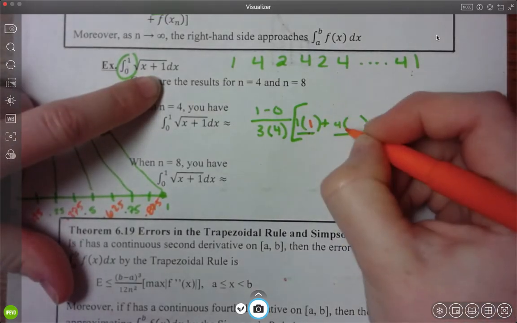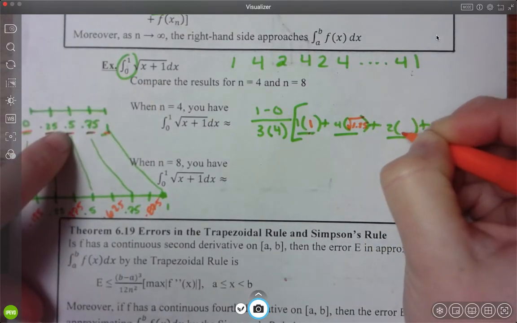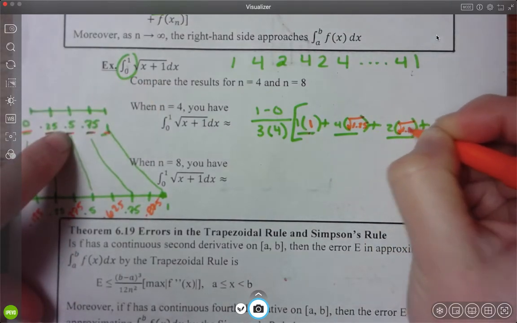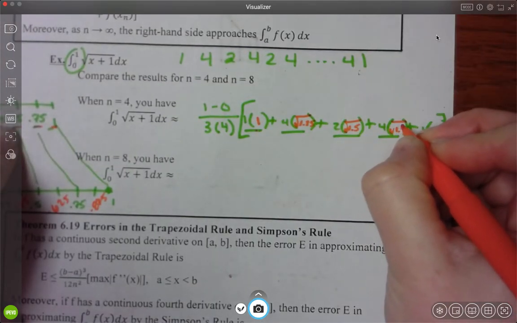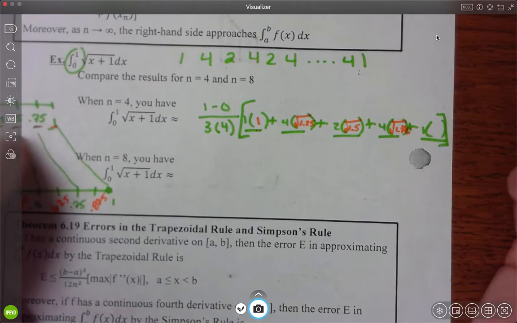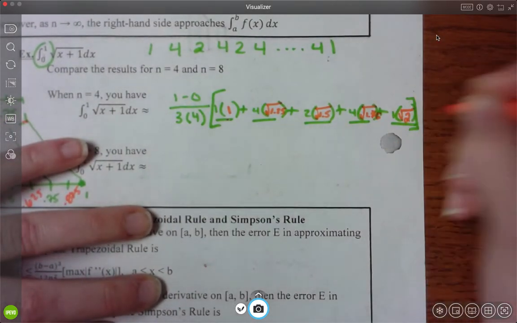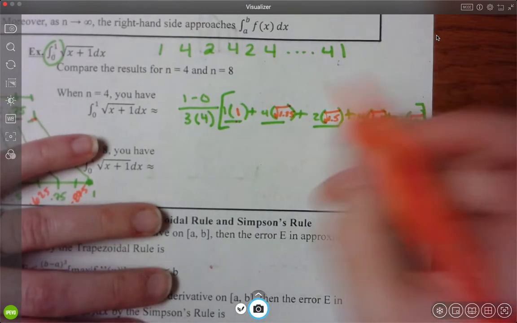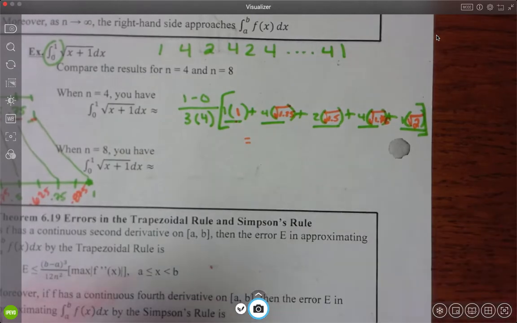0.25 plus 1, this will be the square root of 1.25. This guy will be the square root of 1.5. This guy will be the square root of 1.75. The writing really needed to be bigger. This guy's going to be the square root of 2. Okay, so then I'm going to multiply that all out and see what I get. And now I need my calculator. Hold on.